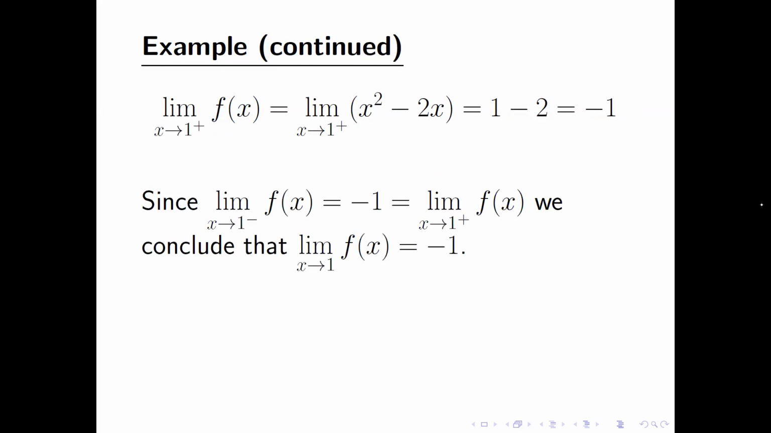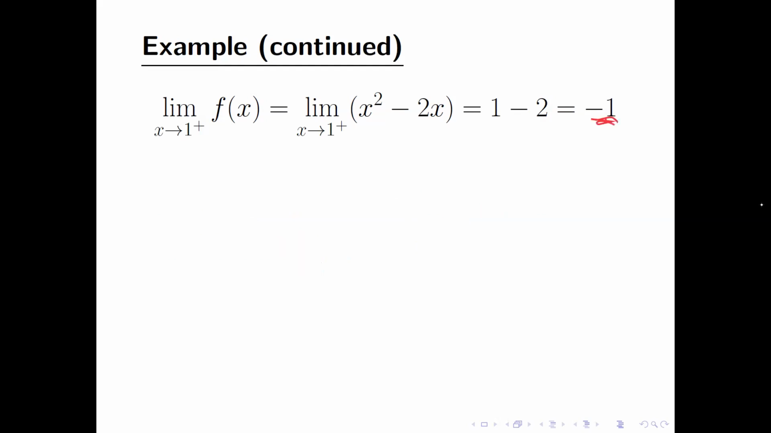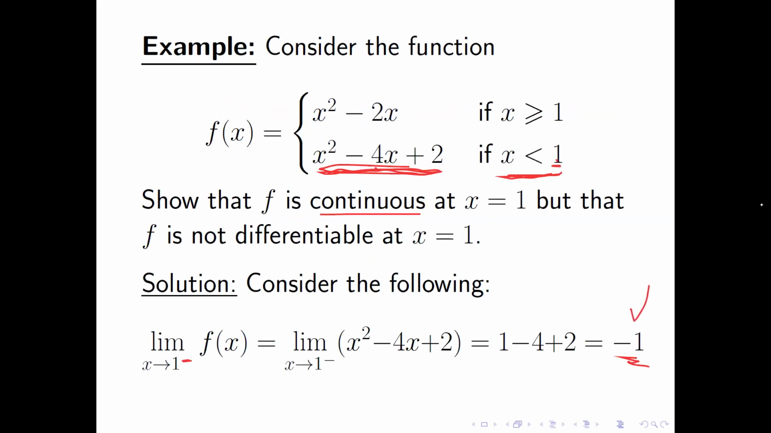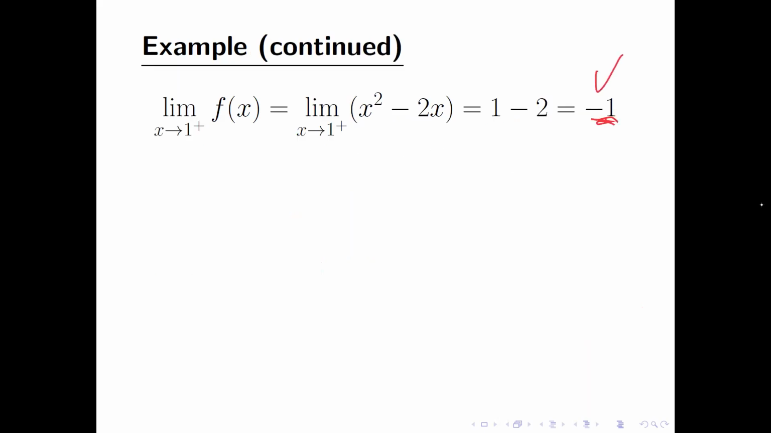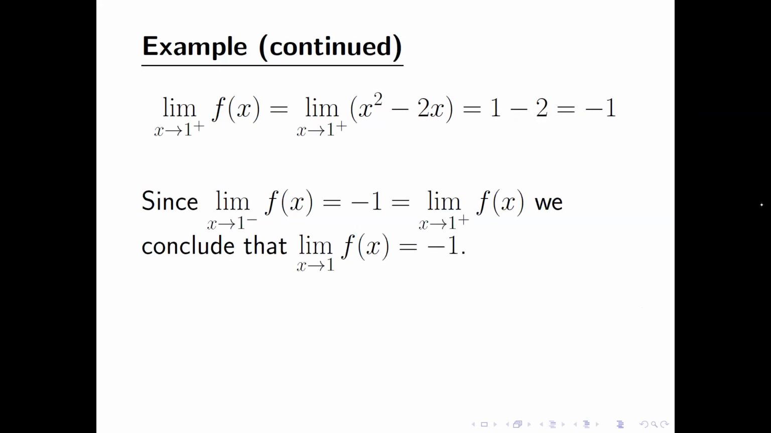So in conclusion, we may say that the limit exists, because on the left of 1 it gives us -1, and on the right of 1 it gave us the same number, which is -1. So the limit when x approaches 1 is equal to -1. And in order to check if the function is continuous, this limit when x approaches 1 must be equal to the function at that point.